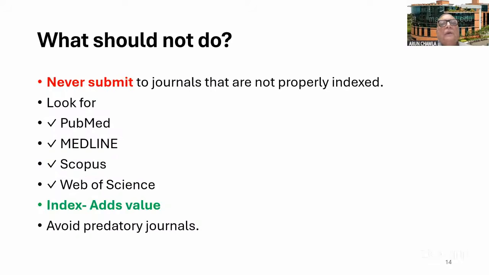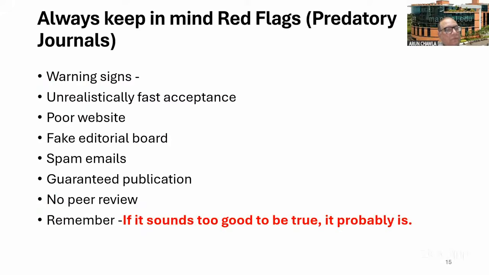Never get tempted to publish your work in a non-indexed journal. Always look for journals indexed mainly with PubMed, Medline, Scopus, or Web of Science. All these indexes add value and weight to your work which you have done over a period of 6 months, 1 year, or more than 1 year. In all circumstances, avoid predatory journals.